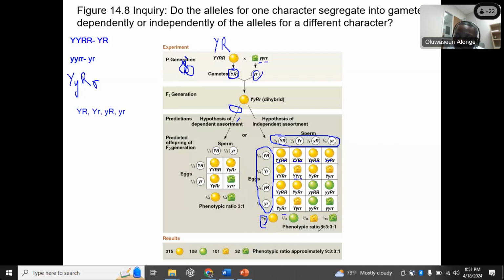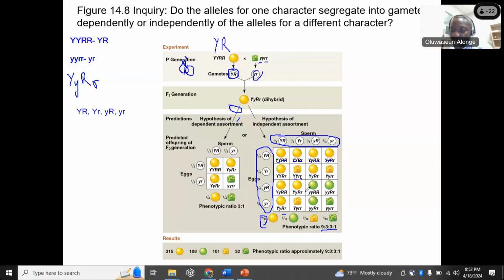So phenotypically, it is 9:3:3:1. That is the formula. We will not ask you for the genotypic ratio of this. You only care about the phenotypic ratio for dihybrid traits. Now, for monohybrid, of course, we already know that the phenotypic ratio is 3:1, and the genotypic ratio is 1:2:1.